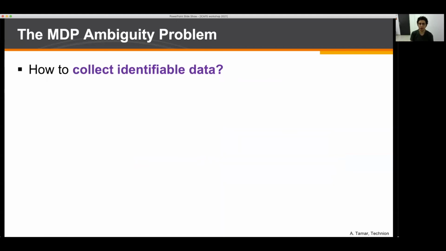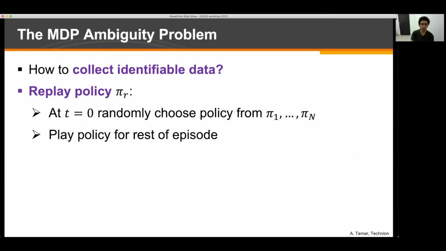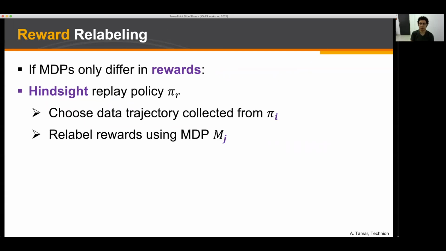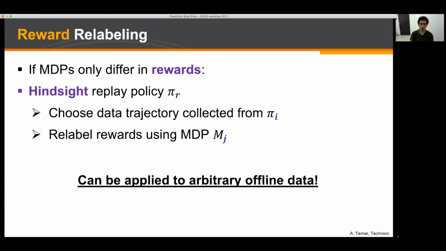So how can you collect identifiable data? We propose two simple strategies. The first is called a replay policy. Instead of collecting data from a single agent from a single MDP, you use the policies from all the other agents. And we show that this guarantees identifiability. Another approach is that if the MDPs only differ in the reward functions, you can apply this replay in hindsight. Just take a trajectory and relabel all the rewards there with rewards from a different MDP. And this, again, can guarantee identifiability, and this can be applied to any offline data, as long as you know the rewards in your training.